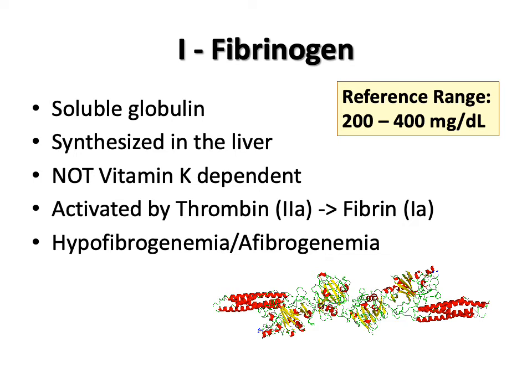The first clotting factor is factor 1, or fibrinogen. It is a globular protein and is soluble in water. Fibrinogen, like many other clotting factors, is synthesized in the liver and is not vitamin K dependent. It becomes activated by activated thrombin, becoming activated fibrinogen. The 2 primary disorders associated with fibrinogen are hypofibrinogenemia and afibrinogenemia. The reference range for fibrinogen is generally 200 to 400 milligrams per deciliter.